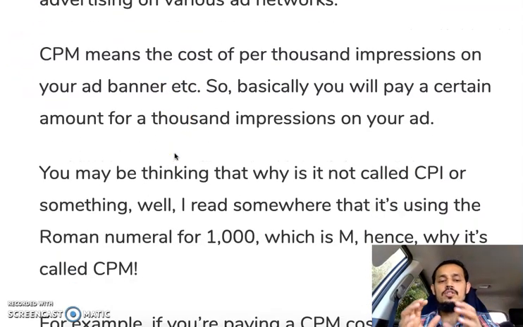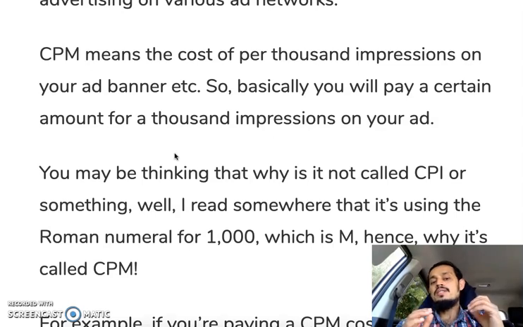Okay, so when you advertise banner ads on advertising networks, you'll see a pricing model called CPM. You see cost per click, CPM, and CPM is another one. So basically, with CPM, you will pay a certain amount per thousand impressions on your ad. Your ad is on the web page, and for every thousand times it's displayed on the page, you will pay a certain fixed amount for that.